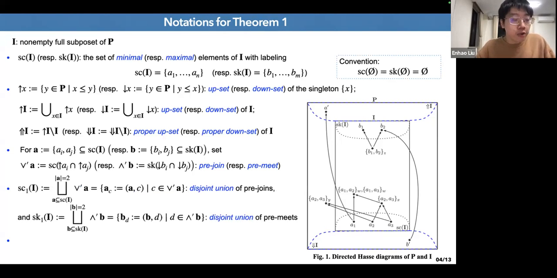Finally, we use source_1(I) to denote the disjoint union: we collect all the pre-joins of all such pairs into source_1(I). And dually, sink_1(I).